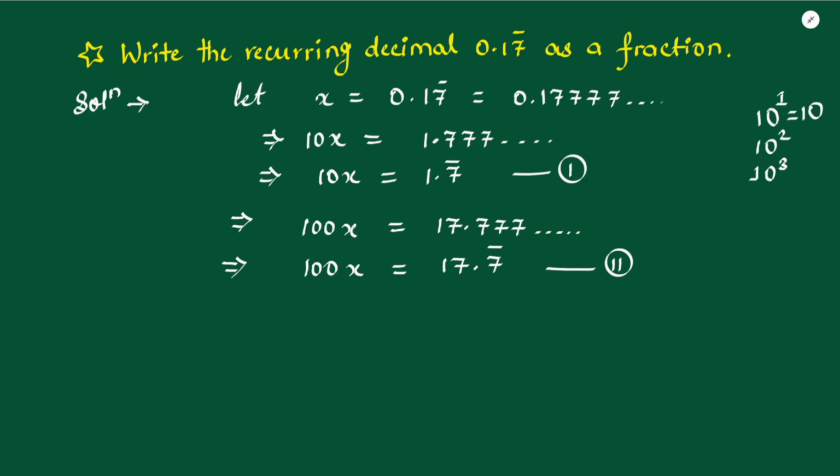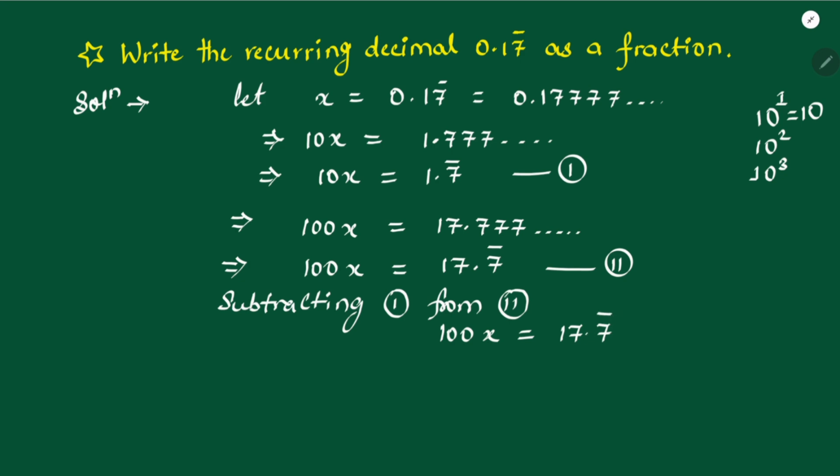So now if I subtract equation 1 from 2, I will get 100x equal to 17.7 bar. This is the second equation, and I will have to subtract equation 1 from it. So equation 1 is 10x equal to 1.7 bar, and now I will subtract it.